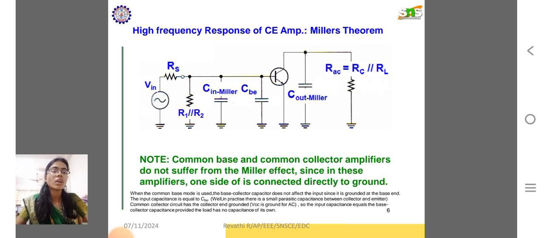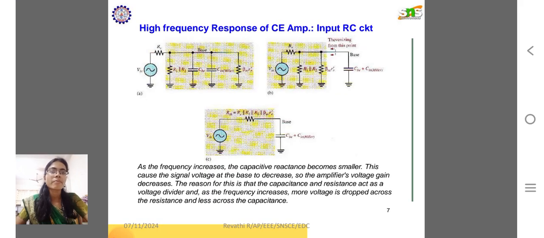Note that in high frequency response, common base and common collector amplifiers do not suffer from the Miller effect, since in these amplifiers one side of CBC is connected directly to ground.